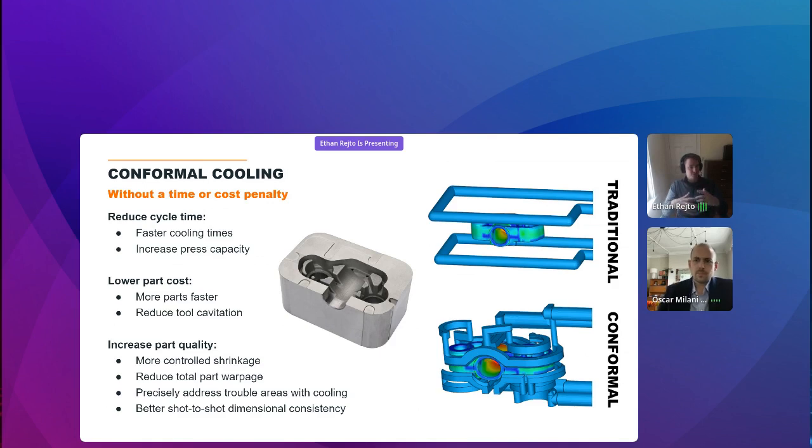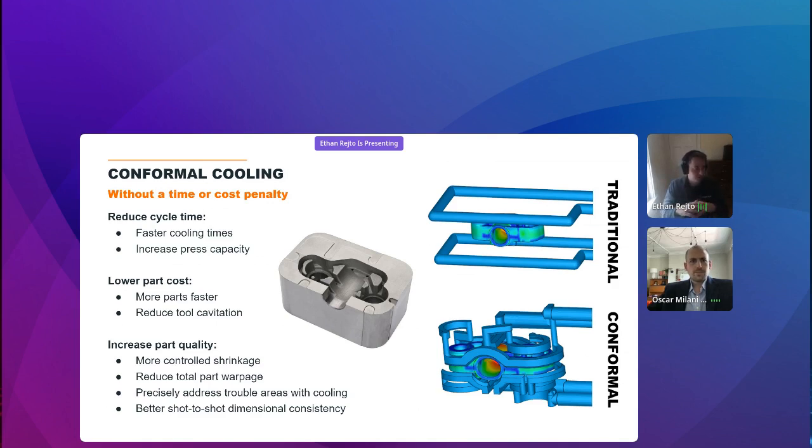You can add that to your tools and it's not adding cost. You can get conformal cooling without a time or cost penalty, which is a game changer for a lot of these companies because, of course, with conformal cooling comes faster cooling times and increased press capacity. One thing that I wasn't aware of before I joined Mantle is that different resins and different shapes have some issues with cooling and shrinkage, but being able to moderate the temperature of that tool and keep it at a very precise temperature really helps with your molding quality.